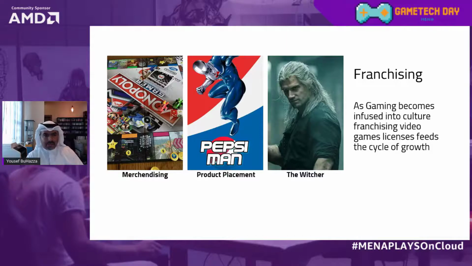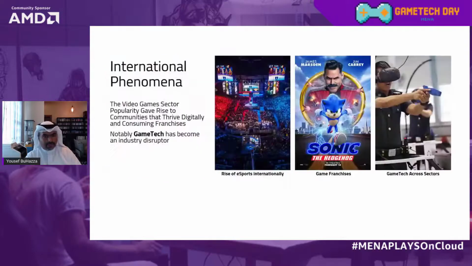For example, you've got Monopoly adding video game characters into their roster, and Pepsi introducing Pepsi Man as part of their marketing campaign when they were entering the video game market. They wanted to tap into it. The book that turned into a game and then a TV series, The Witcher, has seen huge interest, and it's debatable whether the book or the game actually influenced the TV series.